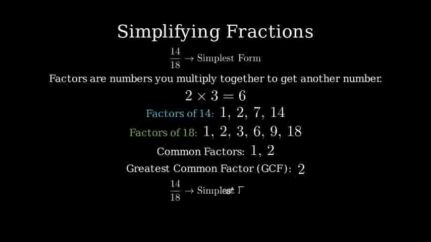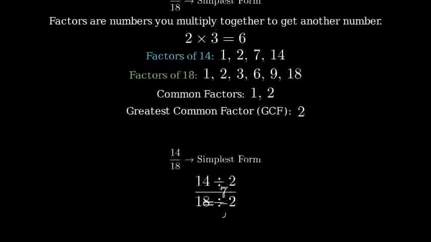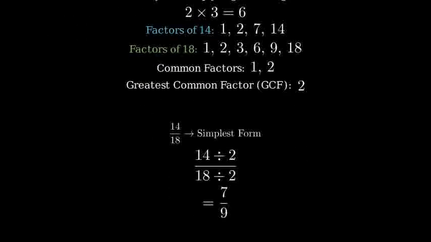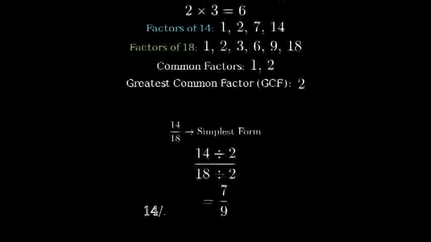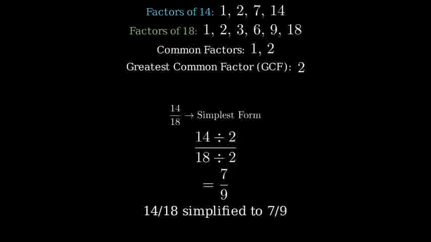With that GCF of 2, we divide both the numerator and the denominator by 2 to simplify. Let's calculate that. This process can be repeated for any fraction to reduce it to its simplest form by first finding common factors, and then finding the greatest. Finally, divide both the numerator and the denominator by that greatest common factor.